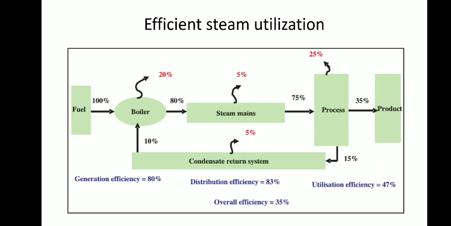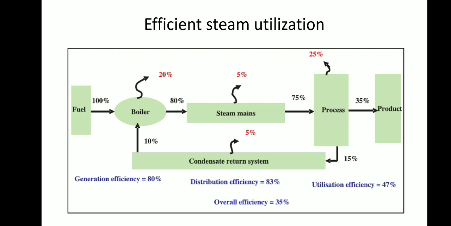Then the efficient steam utilization. In a steam system, the major scope of improving energy efficiency lies in the utilization part. As shown in the figure, the steam generation and distribution efficiencies are fairly high at more than 80%, whereas the utilization efficiency is only 47%. Because from the fuel to product, we have many losses. From the boiler we have 20% loss, and from steam systems, which is steam pipelines, we have 5% loss, and during process we have 25% loss.